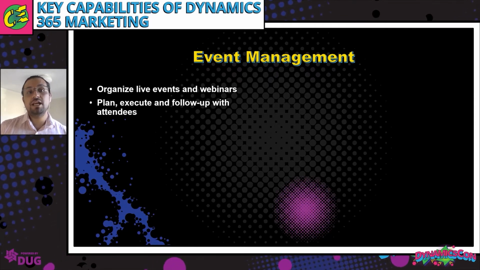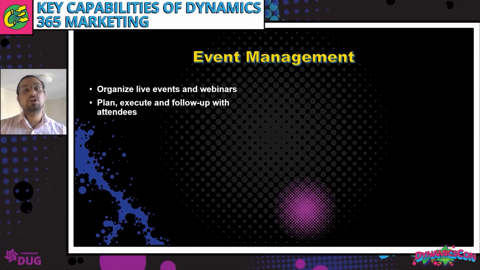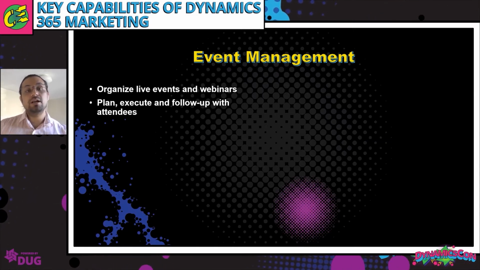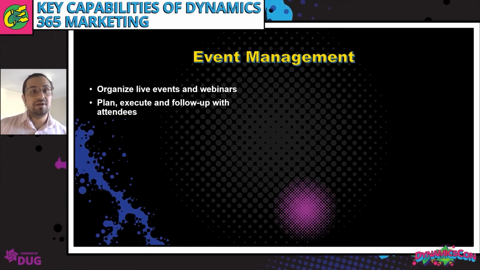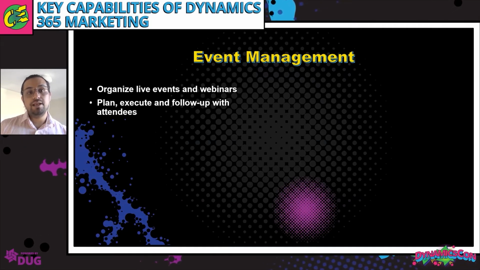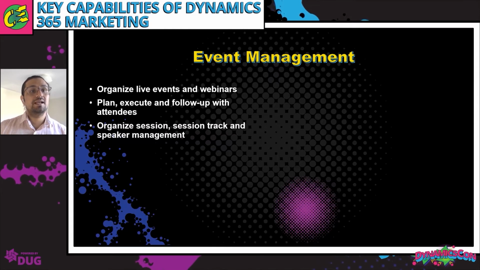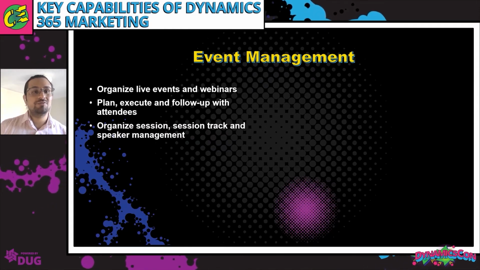So as I mentioned, you can plan your events. You can execute the event on the date and do a follow up with the attendees once the event is over, including people who registered but were not able to attend the event, and you can run a separate campaign. You can create segmentation based on the attendees and run a campaign or create a customer journey for those segments. You can organize sessions, session tracks, and speaker management. So I'm going to show you the key differences of those things.